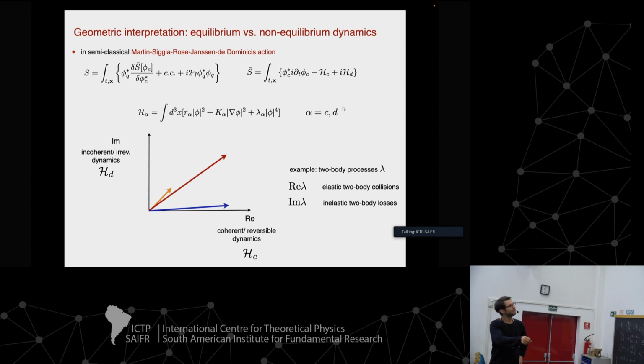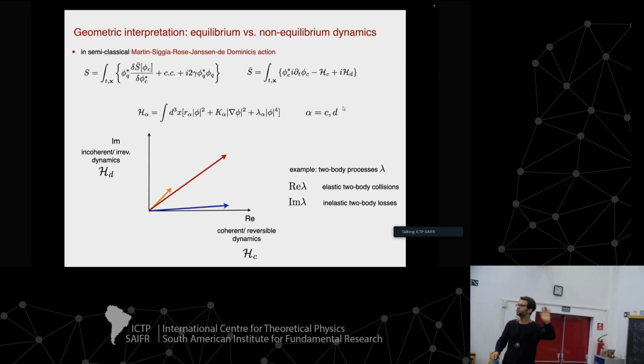This interpretation is strongest if we commit to the semi-classical limit of the problem, which is what we just derived. The evolution here is generated by a reversible Hamiltonian. These are the reversible, coherent processes, and these are the irreversible dissipative processes. Each of them can be packaged, as I told you in the beginning, in this kind of Landau-Ginzburg type functional.